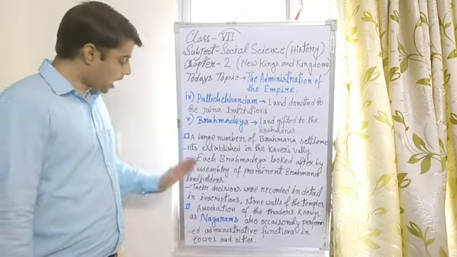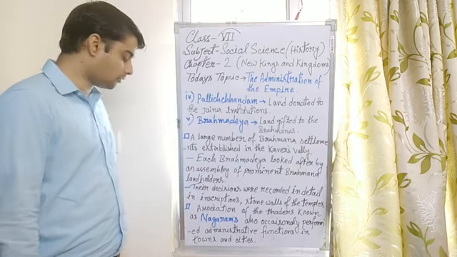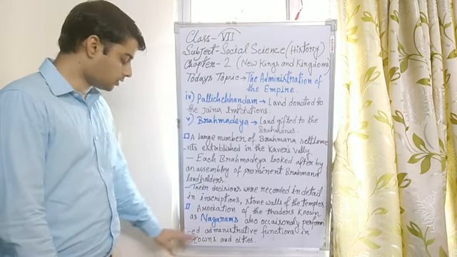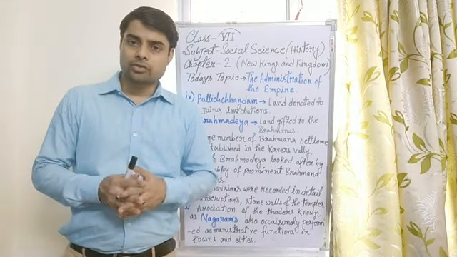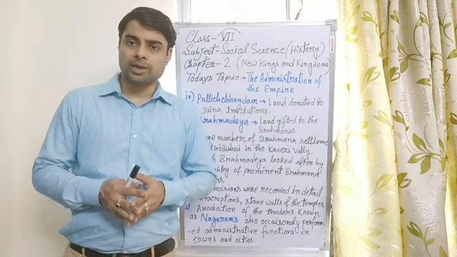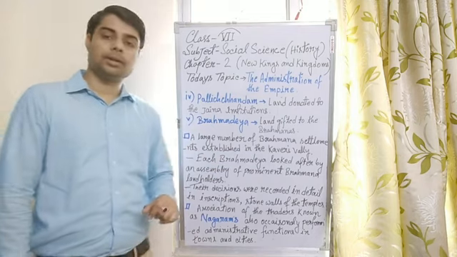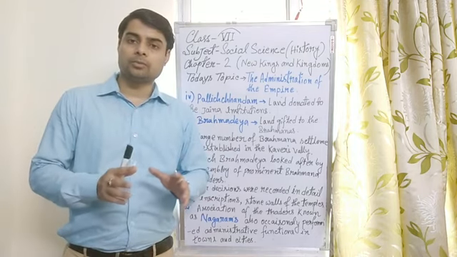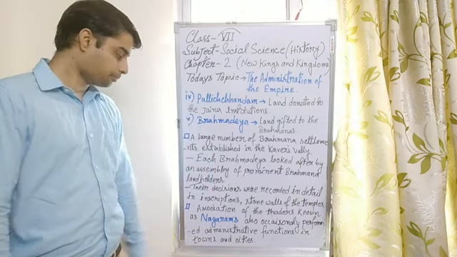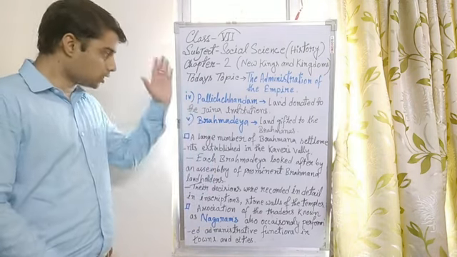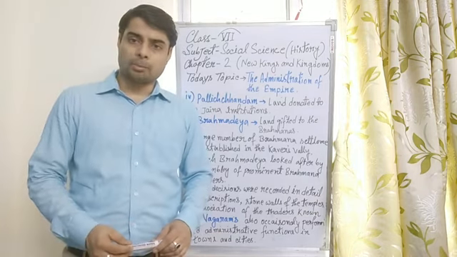Besides these, there were associations of traders known as Nagarams, who occasionally performed administrative functions in the towns and cities. You already know the village administration, the settlement of peasants in the villages known as Ur, and now the settlements of traders, who sometimes ruled the cities and towns, were called Nagaram. So these are the administrative units and the structure of the Chola Empire.